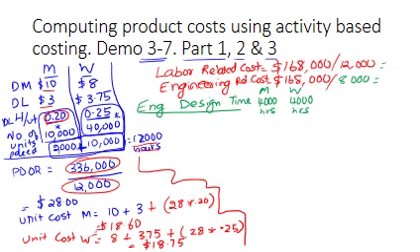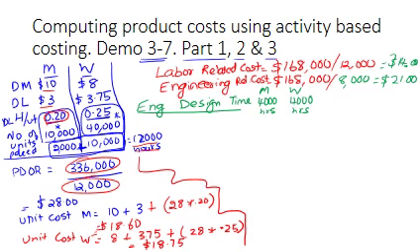So now we have for these two buckets what is the predetermined overhead rate. For the labor related bucket we have $168,000 divided by 12,000 direct labor hours, and that amounts to $14. And here we have 168,000 divided by 8,000 engineering hours, and this amounts to $21.